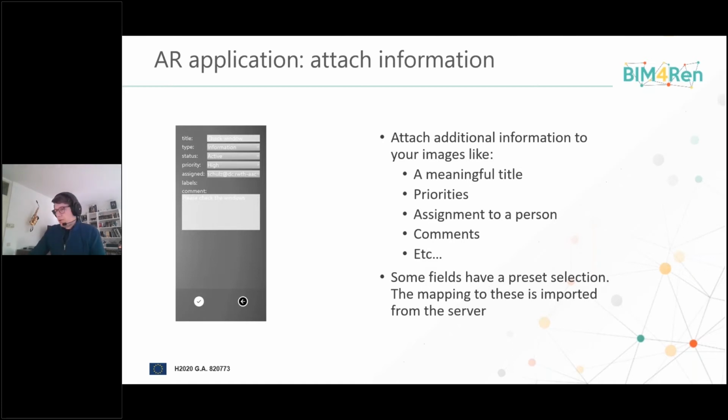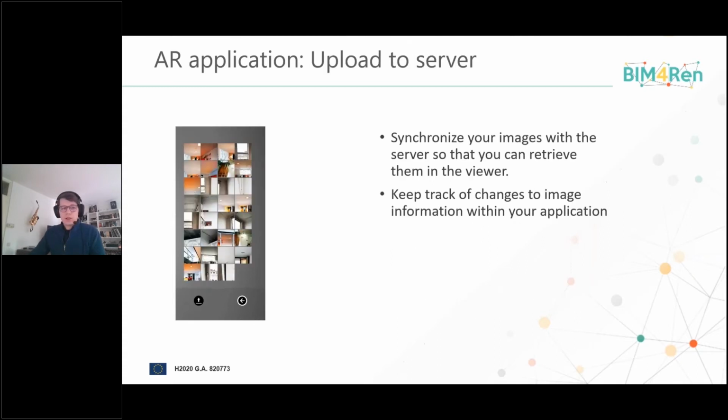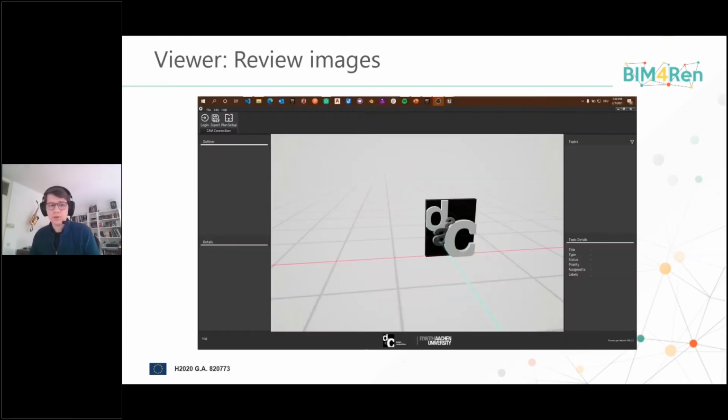And now, as soon as we have added some information, we can review all the images in a gallery. We can also edit images, add new information to them, and then upload them to the server. We can also download them from the server, so when there is a change from another software application somewhere at the information level of this image, we can get this information updated here. As soon as this is uploaded to the server, we can use our viewer, as I said, to review those images.